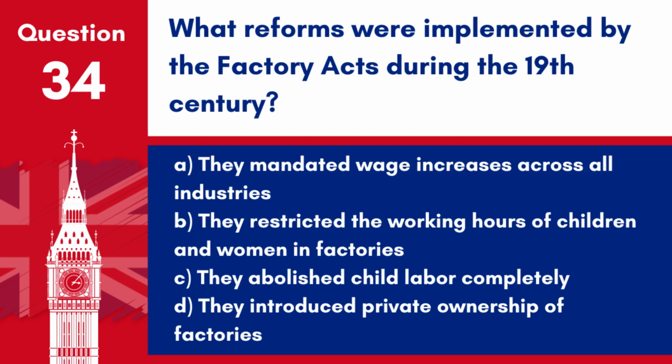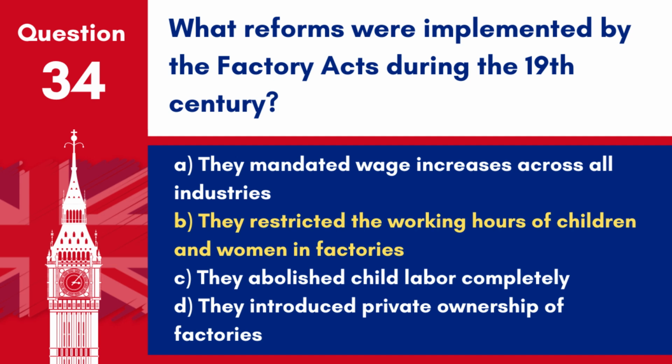Question 34. What reforms were implemented by the Factory Acts during the 19th century? A. They mandated wage increases across all industries. B. They restricted the working hours of children and women in factories. C. They abolished child labour completely. D. They introduced private ownership of factories.